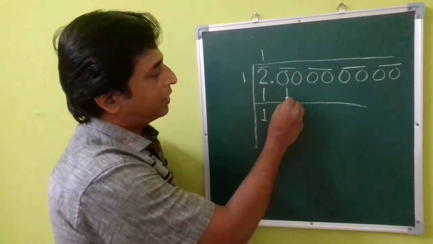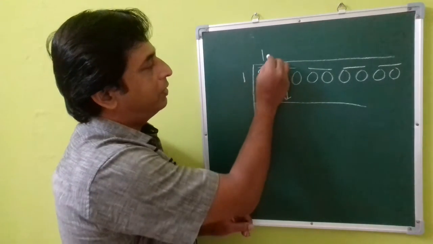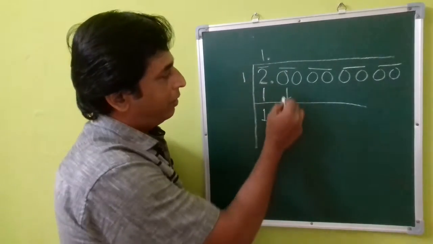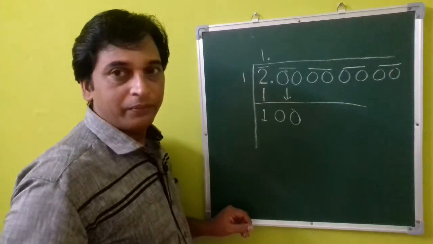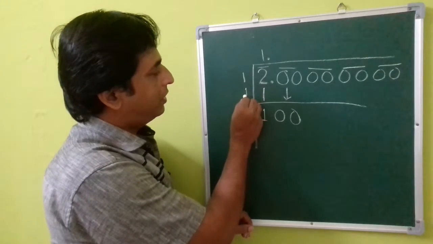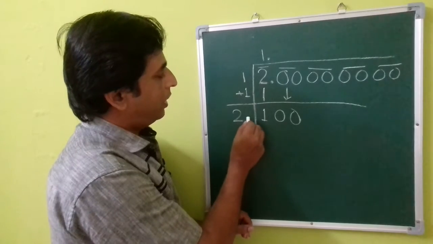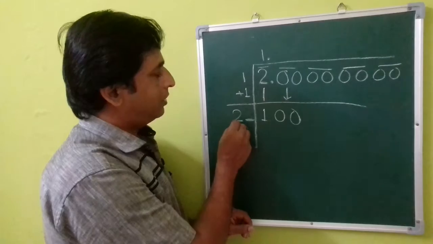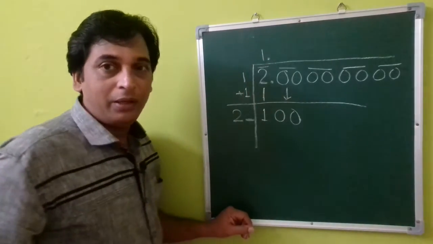Now you need to bring the next group down. As this group is after the decimal, we will put the decimal in the quotient. Okay, now we are bringing the zeros down, so this becomes 100. The next step is you will have to add the last digit to the divisor. Then you will get 1 plus 1 is 2, and you will have to put a space here. You can also get this divisor by multiplying the quotient by 2.